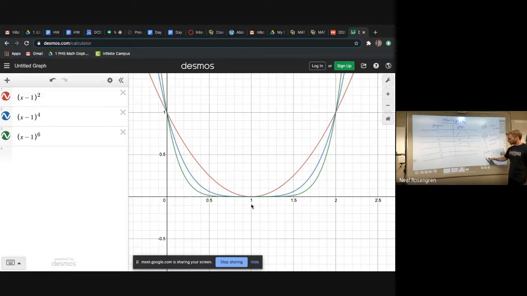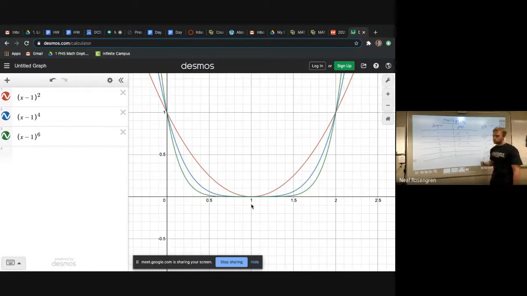As n gets, I'm not going to say n because I'm just talking about the degree of that piece. As the multiplicity increases, goes up, the graph gets flatter as it approaches that x-intercept. So we've got this thing called flattening.